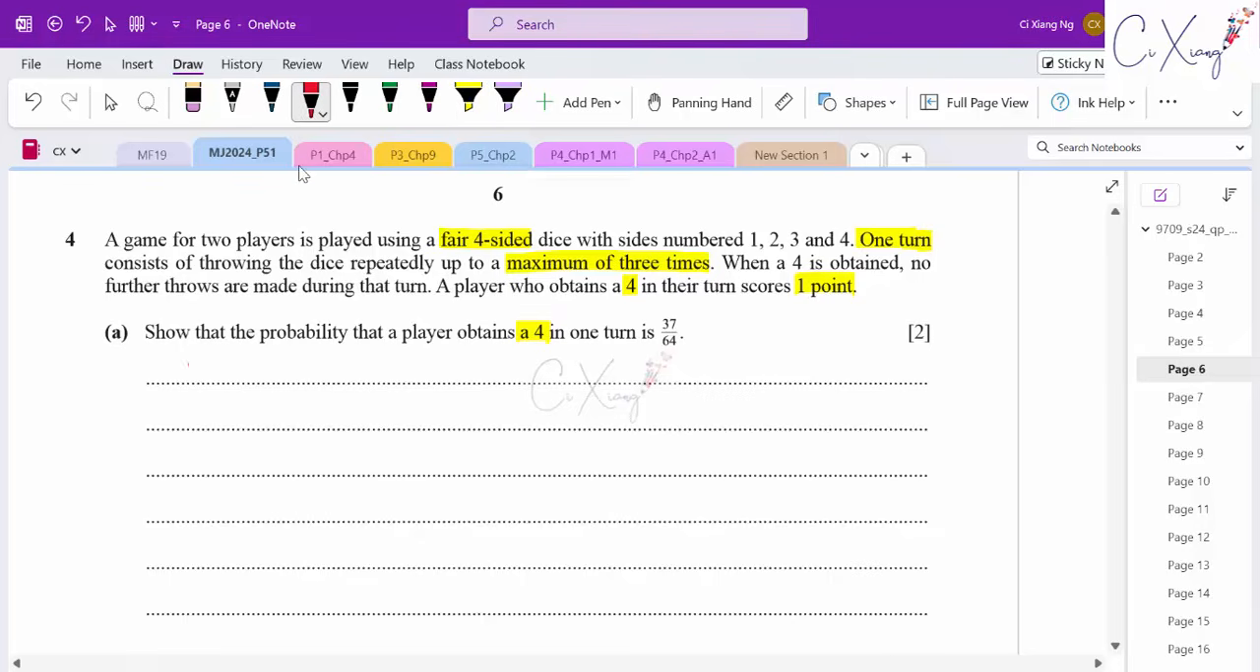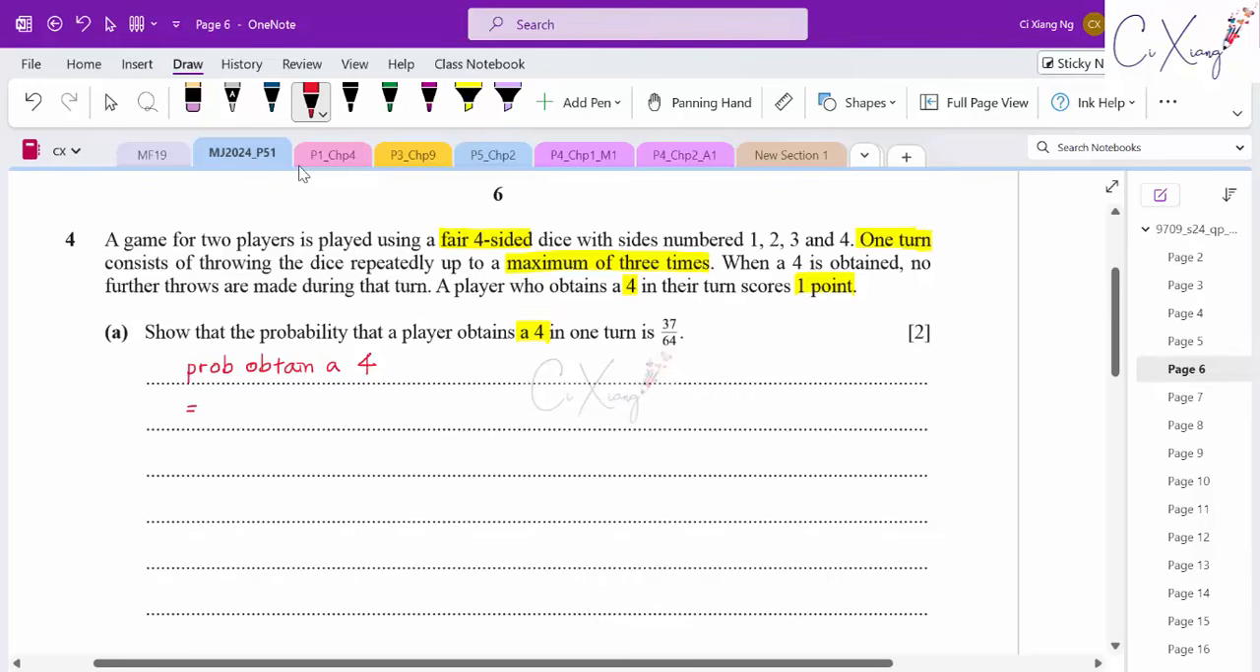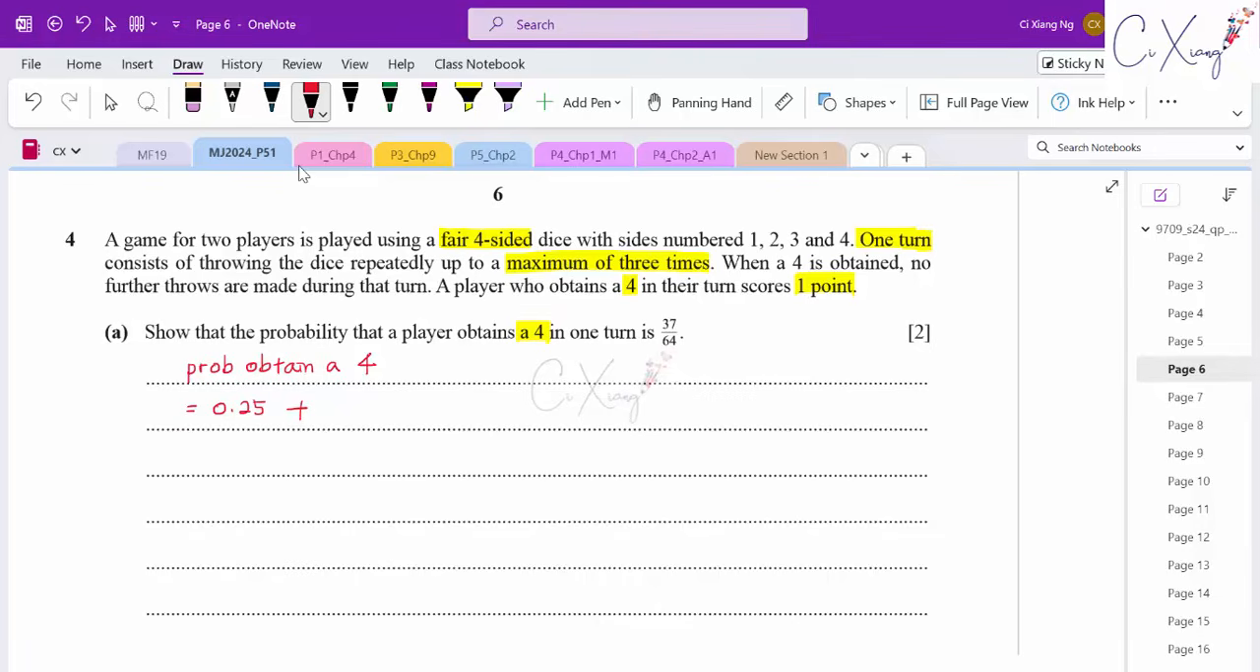So when you are trying to throw the dice, like what I told you just now, maybe for the first time, when you throw the dice, you already get the 4. And you should stop at that point, because once you get the 4, you stop throwing. So if you throw the dice for the first time and get a 4, the probability will be 1/4, so it will be 0.25. So that's the first case where you throw the dice for the first time, you already get a 4. After you get a 4, you just stop there. So that's the first case.